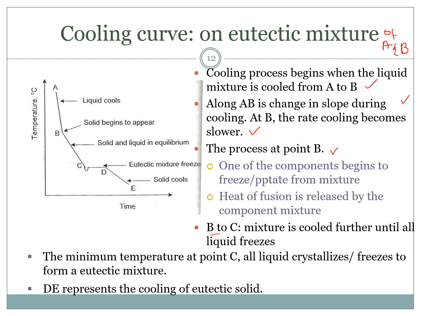B to C, mixture is cooled further until all liquid freezes at the eutectic point at C. C is the minimum temperature at which all liquid crystallizes or freezes to form a eutectic mixture, and the composition of the liquid phase will remain constant and the temperature will stop changing. Once all of the material has solidified at the time indicated at D, the cooling of eutectic solid will continue at a rate determined by the heat capacity of the two solids A and B and the composition.